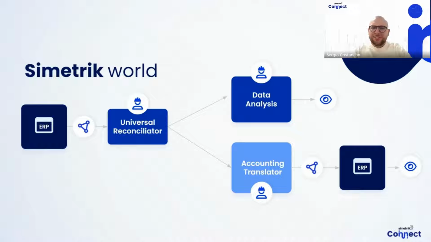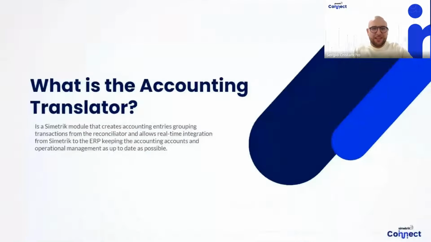But what's exactly the Accounting Translator? The Accounting Translator is a module from Symmetric that generates accounting entries by taking all the transactions from the Universal Reconciliator and summarizing them and sending them in real time to the ERP. Now, the cool thing about this communication is that it goes back and forth. That means we deposit something and we pick up something.